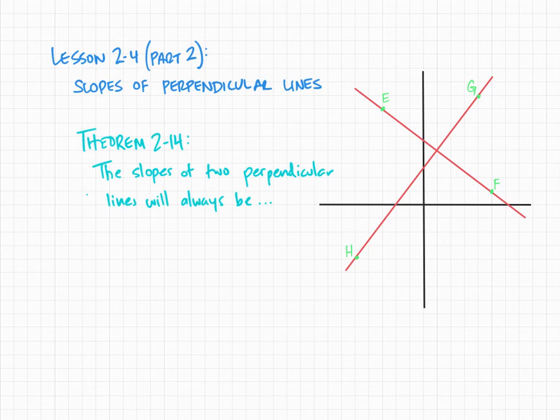So let's take a look at perpendicular lines and their slopes. If we look at the diagram over here, we have a couple lines that are perpendicular. And first of all, we can tell that they don't have the same slope, right? In fact, they are pretty different.